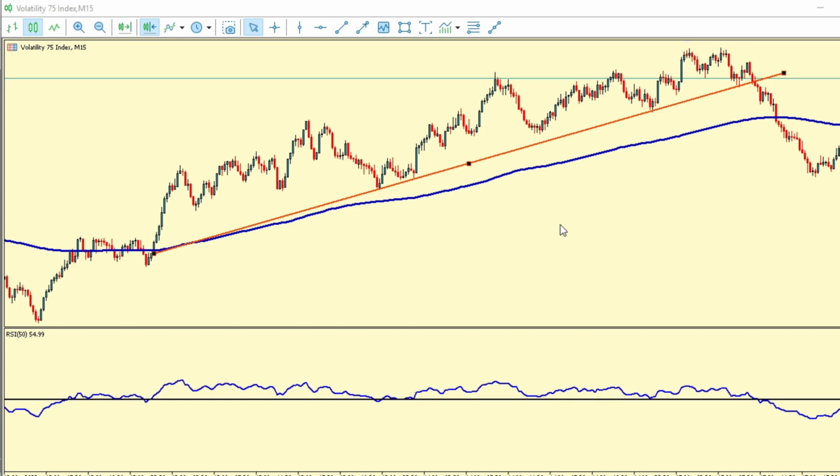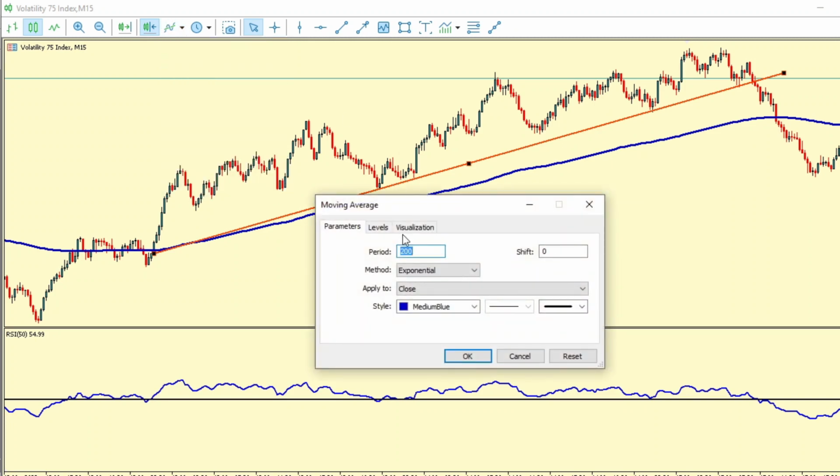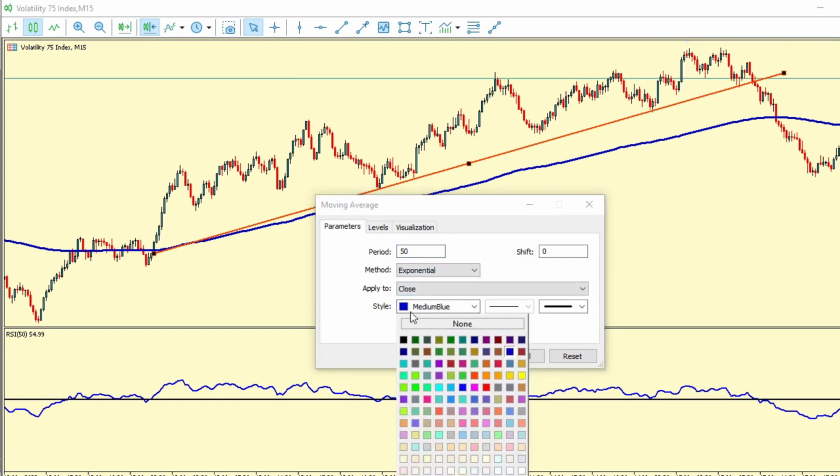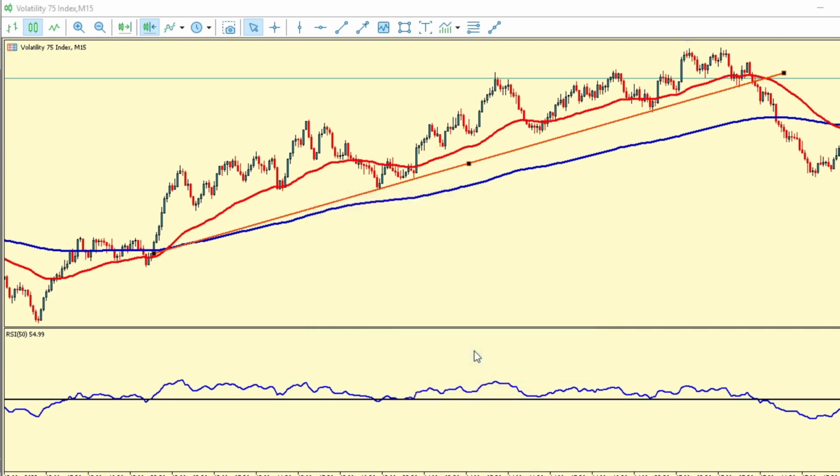The next thing that we do is to add a 50 period moving average. Let me quickly add it. The period is 50. Method exponential. Shift 0. Apply to close. The color, let's use our color red. It's the color that we have chosen to use. That's our color red.